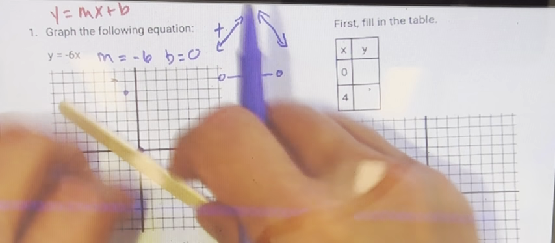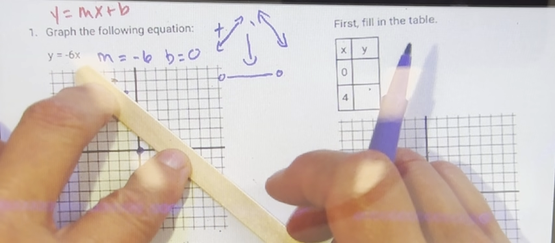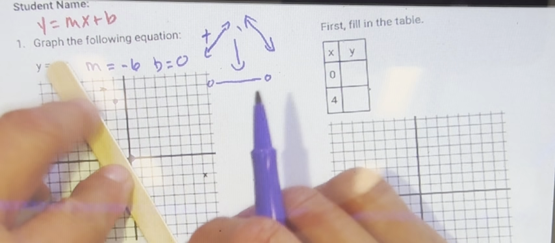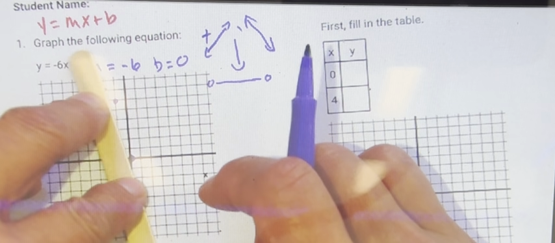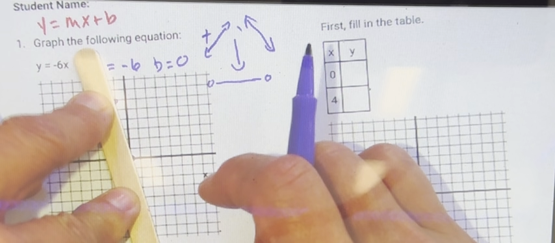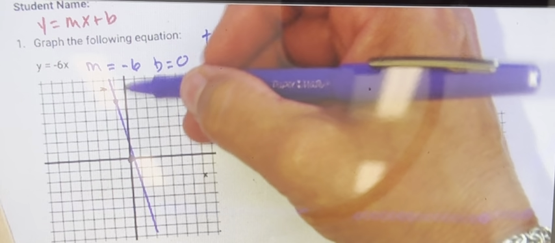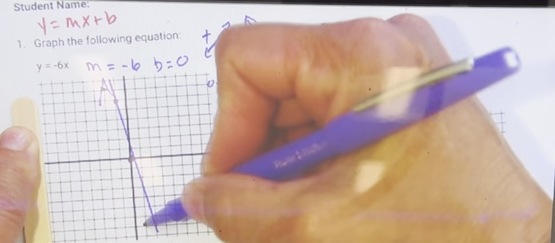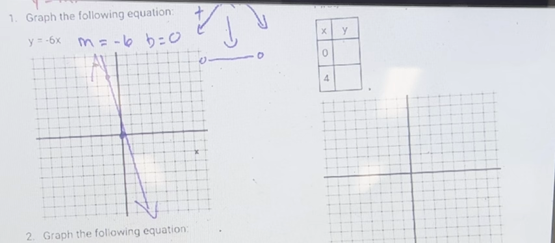So that's what the popsicle sticks are for, so that you can draw a straight line. Almost, I kind of missed, but what's the domain and range for that?